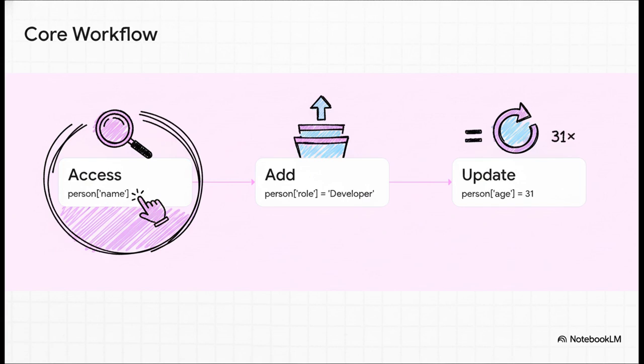Need to grab a value? Just use the key in square brackets. Want to add something new? Easy. Just make up a new key and give it a value. And updating something that's already there? It's the exact same thing. Just give an existing key a new value. That's it. Access, add, and update. That's your bread and butter.